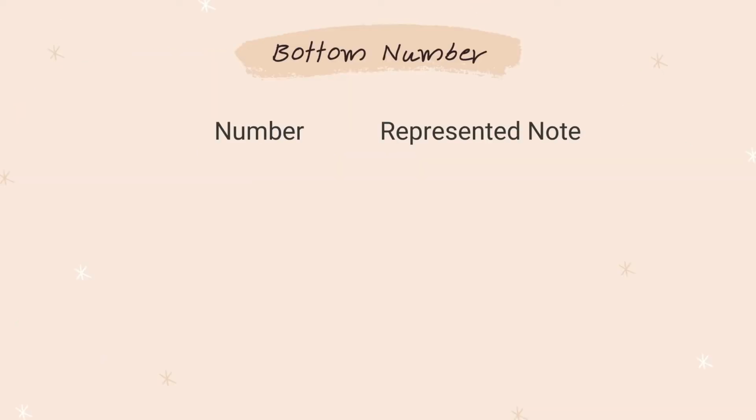Let's take a closer look at the bottom numbers. On the left-hand column, we will have the number that will appear in a time signature. On the right, we will show the note that that number represents. When a 4 appears at the bottom of a time signature, it represents a quarter note. This would mean that a quarter note receives one count.